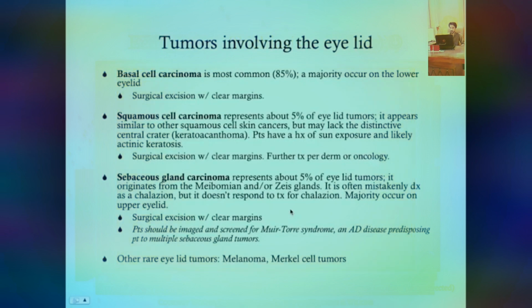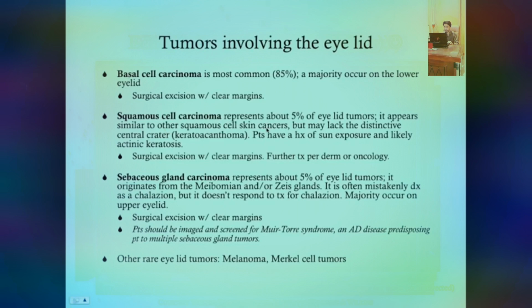Some of the tumors that involve the eyelid: by far the most common tumor, if you see a mass on the eyelid and it's a tumor, would be a basal cell carcinoma. A majority of them occur on the lower eyelid. This makes up 85% of tumors that involve the eyelid. The way that you would treat this is with surgical excision, ensuring clear margins. Generally, that's not difficult to do. You should suspect a tumor in cases where the patient has risk factors, but also where you've removed the mass and it came back.